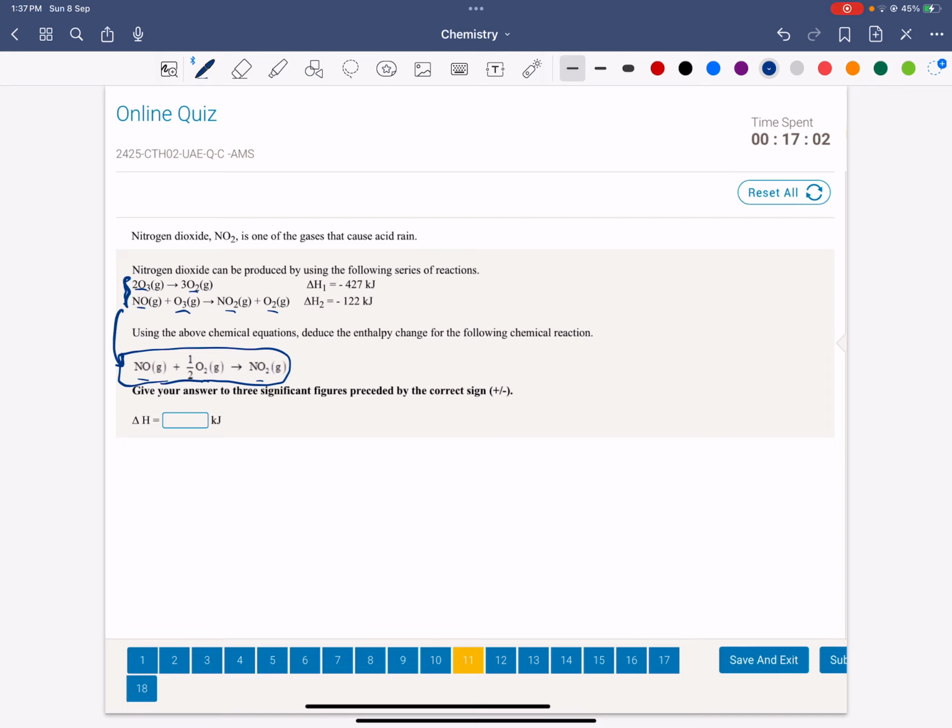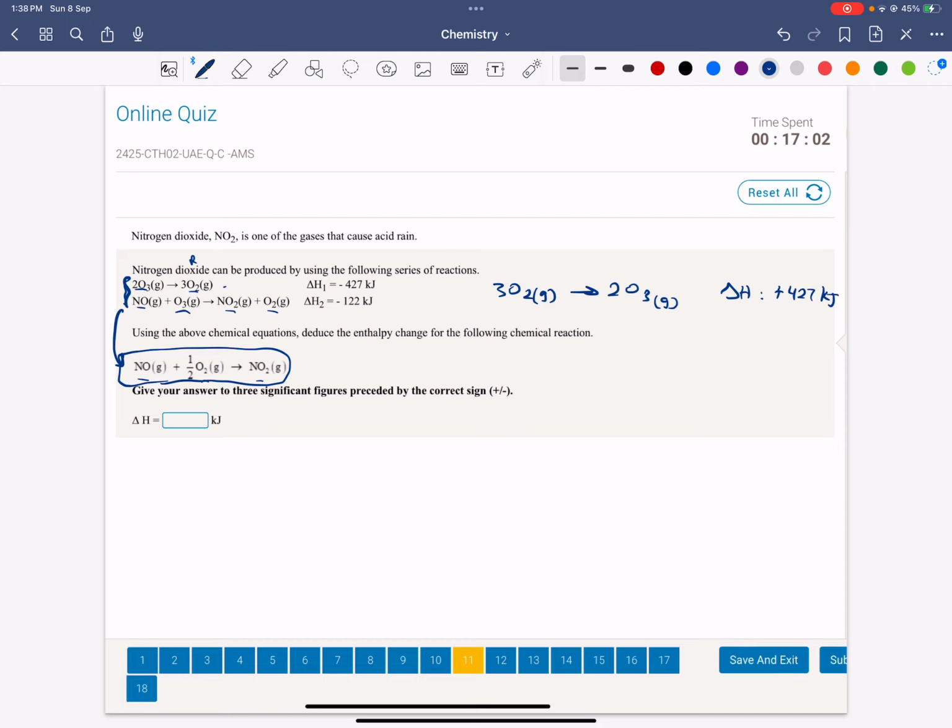Let's look at it. O2 here is found on the right side. However, it should be found on the left side. NO is already on the left side and it stays on the left side. So of course, we're going to have to switch the first equation. So let's reverse the first equation. We're going to have 3O2 gas gives us 2O3 gas also. And if we reverse the equation, we have to change the sign of delta H. So it was minus 427 kilojoules. It's going to be plus 427 kilojoules.